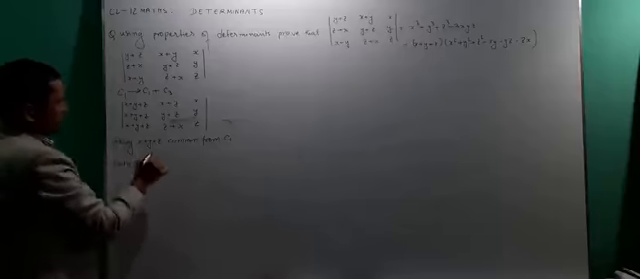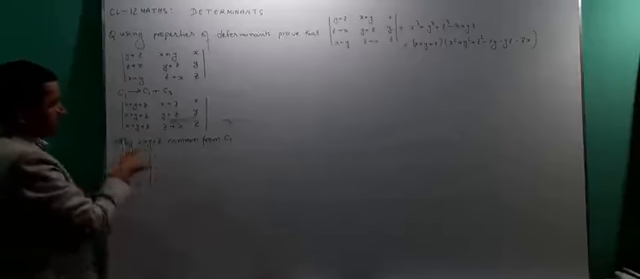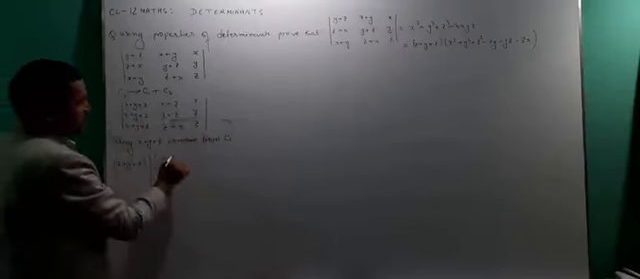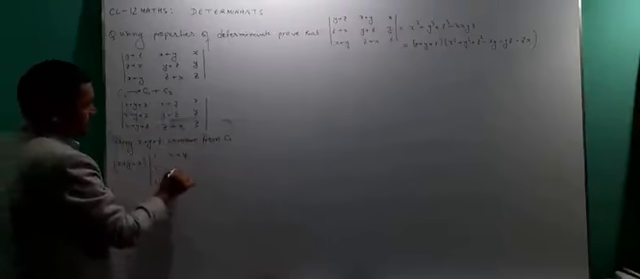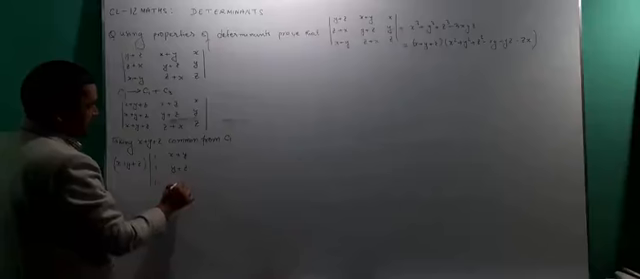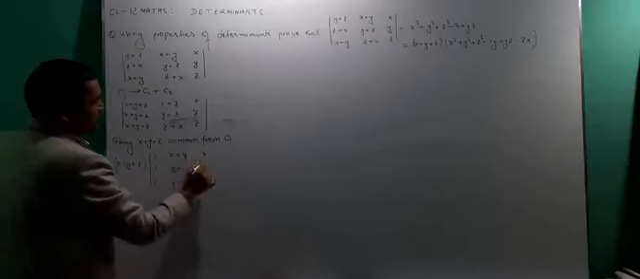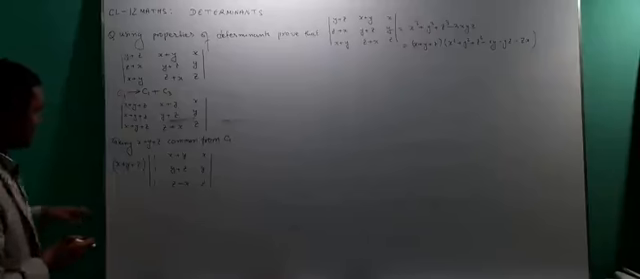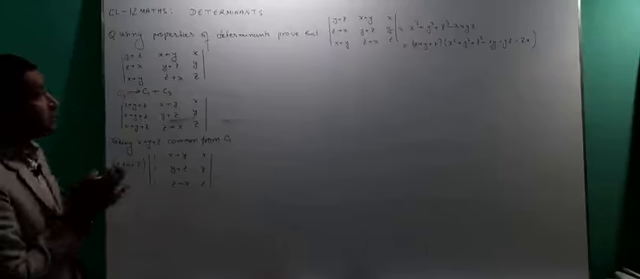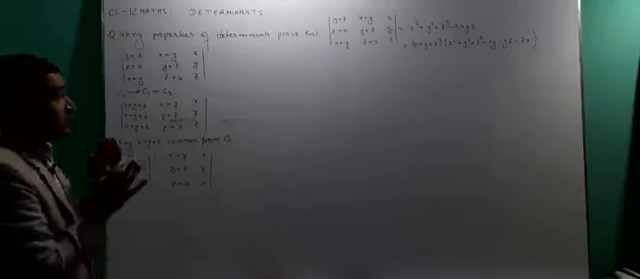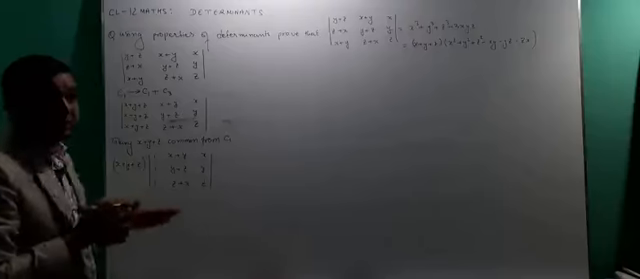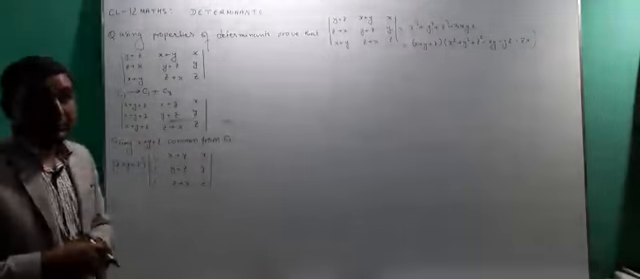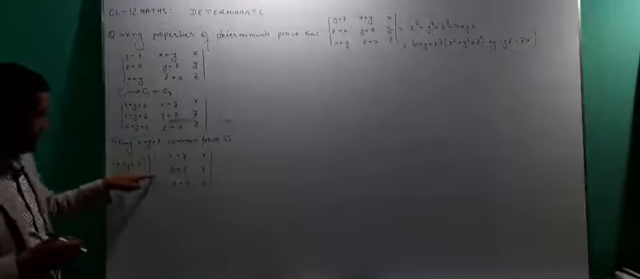Then what is left from here? 1, 1, 1. We are taking common from C1, not from the other columns. And others remain the same. X plus y, y plus z, z plus x, x, y, z. Now, our main aim to solve the determinant is to get at least two 0s along any row or column. That's why now after making 1 it is easy to make 0.